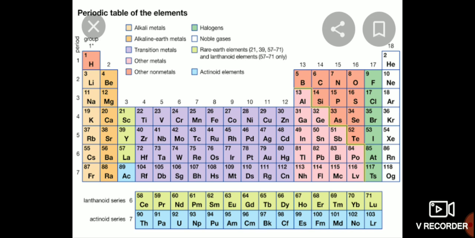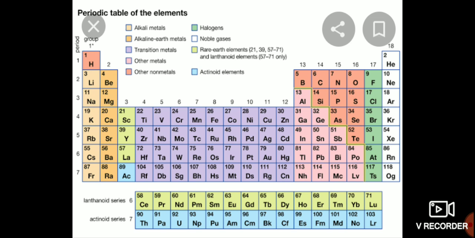The first element is hydrogen, and its electronic configuration is 1s1. The second element has 2 electrons. The number of electrons is the same as the atomic number. Atomic number 2 means helium has 2 electrons. Boron, atomic number 5, has 5 electrons. Lithium, atomic number 3, has 3 electrons.